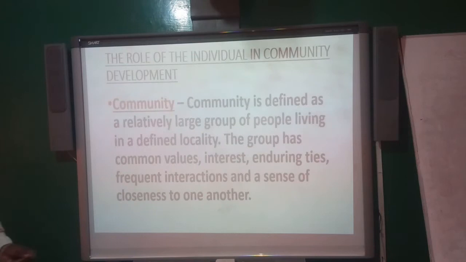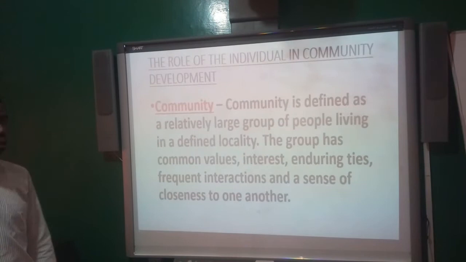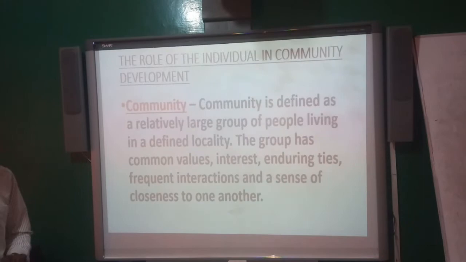I take it again. Community is defined as a relatively large group of people living in a defined area. The group has enduring ties, common interests, common values, frequent face-to-face interaction, and then also a sense of closeness.